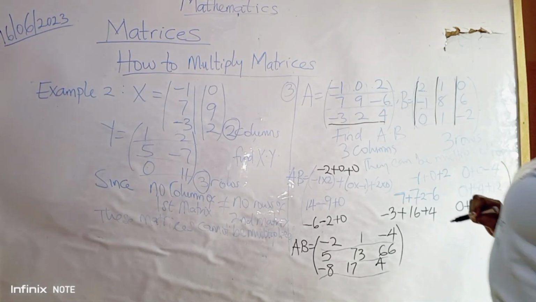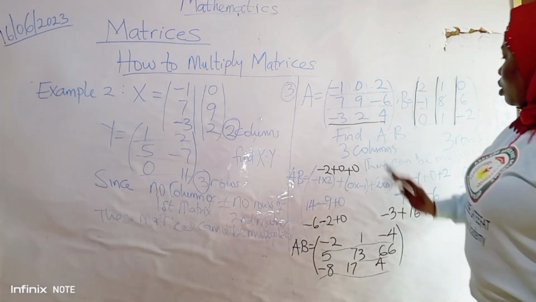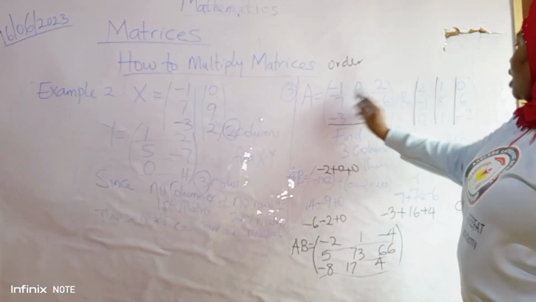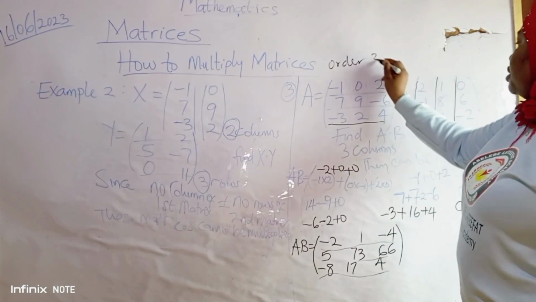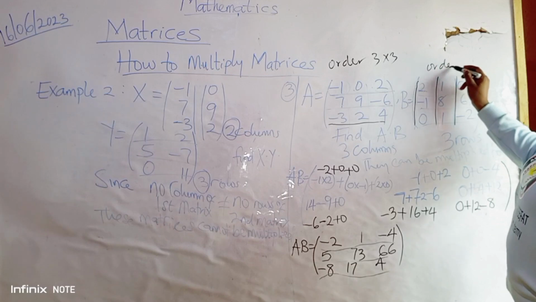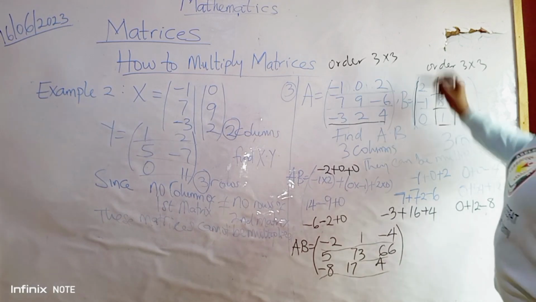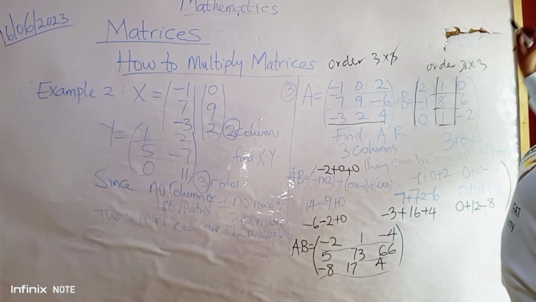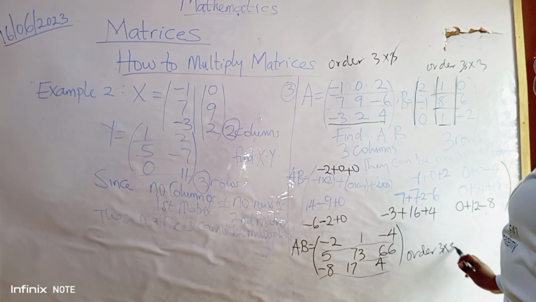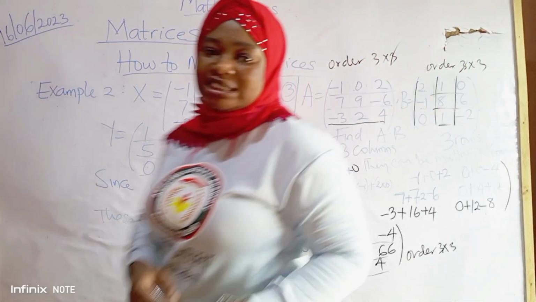So, I told you the other time that you can easily know the order of your answer. So, what is the order of the first matrix here? This is order 1, 2, 3, 3 by 3. Multiplied by order 3 by 3 as well. 1, 2, 3, 1, 2, 3. So I told you, you cancel this one, you cancel this one. So the answer will be order 3 by 3. So that is how to find multiplication of matrices.